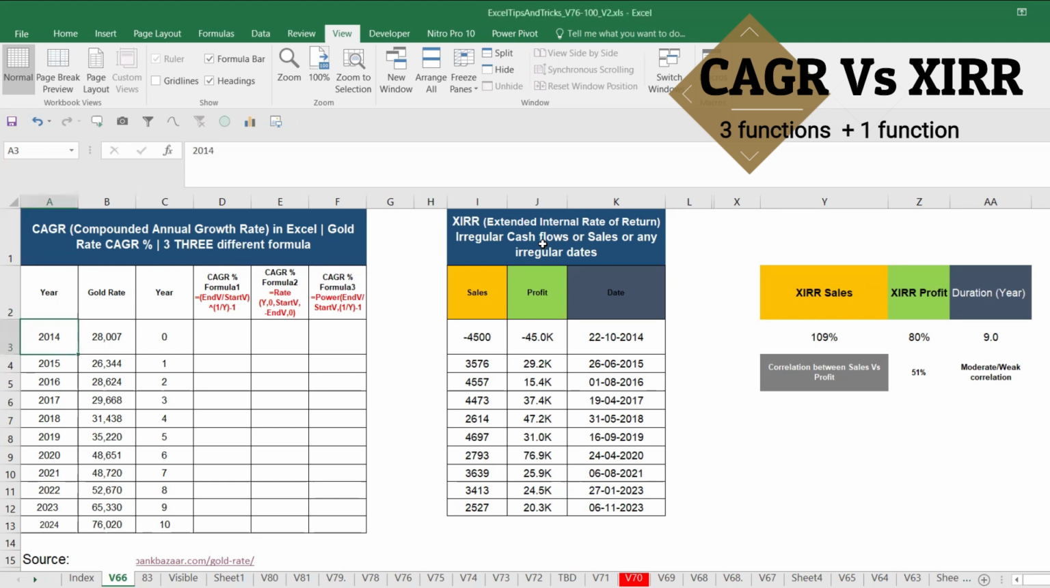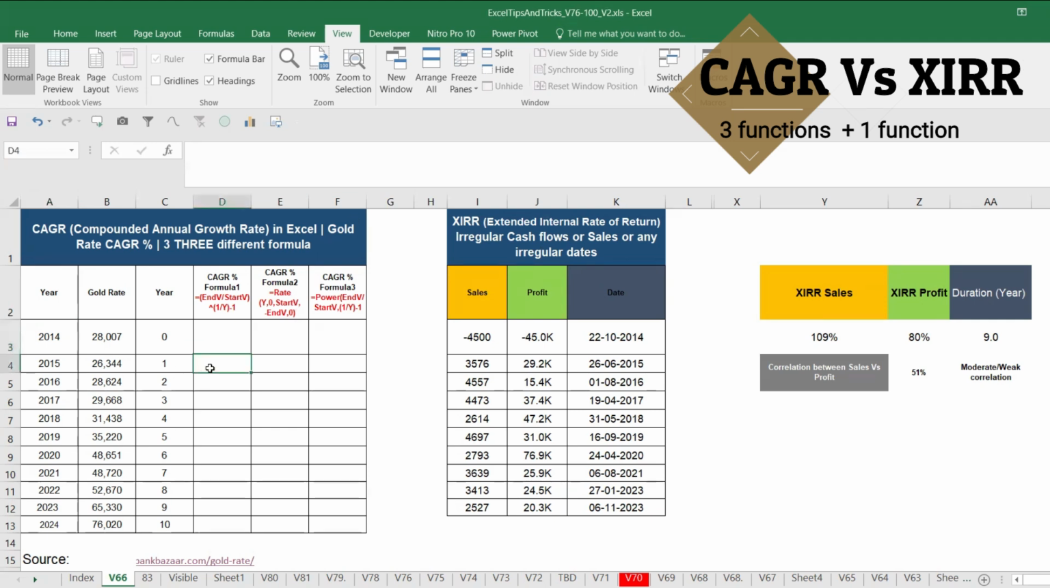irregular cash flows, which come from different dates or months or weeks. For those, XIRR is the best formula. The only drawback, or prerequisite, of XIRR is that you should have one minus value, right? Let's go to CAGR. CAGR has three different functions in Excel, but all three formulas will return the same value. Let's learn.